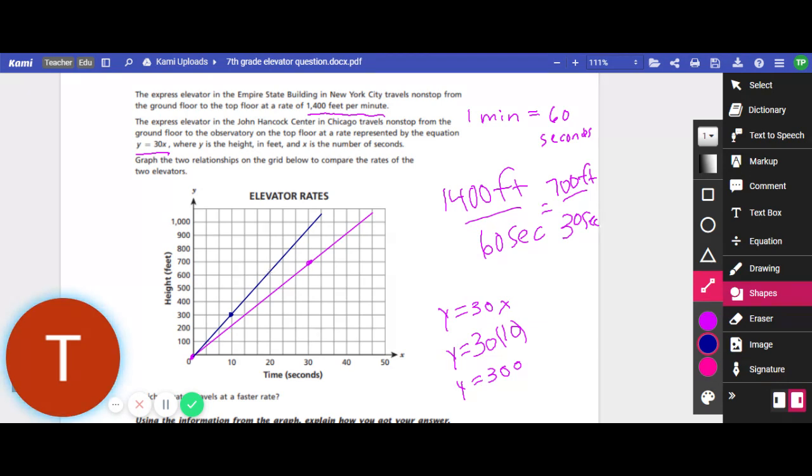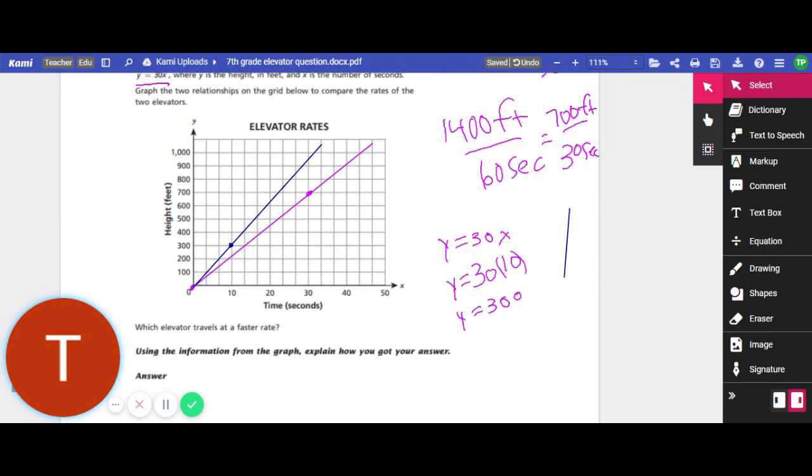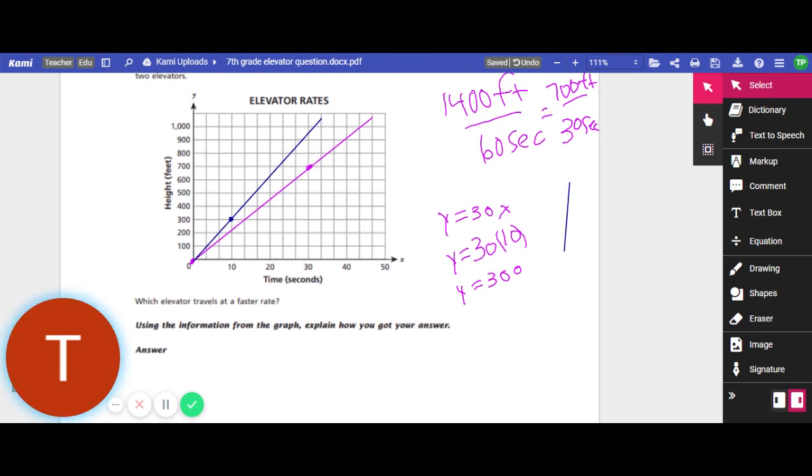So now what I want you to do is try to figure out how you can explain that as you go to the last part of the question, okay? Which elevator travels at a faster rate? You should be able to get that answer. But now in your own words, I want you to explain how we came up with that answer.